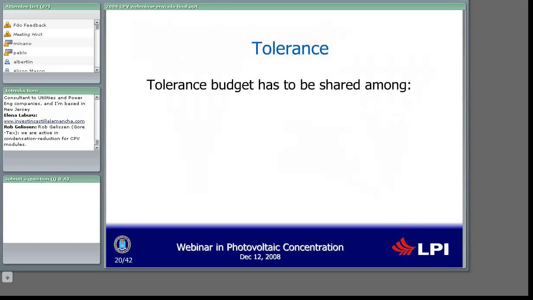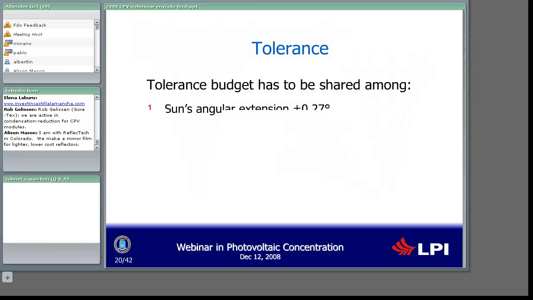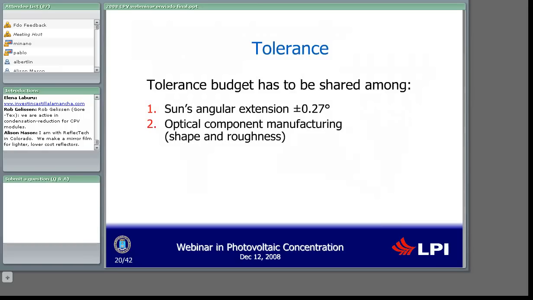That tolerance in your system is not only associated to the accuracy of your tracker or even the accuracy of your control system of your tracker, but has to be shared among many other items. First of all, it's obvious that the sun has a certain angular extension, and you have to take that into account. Second is that the optical component manufacturing needs some tolerances for shape and also for surface roughness, surface shape and roughness.